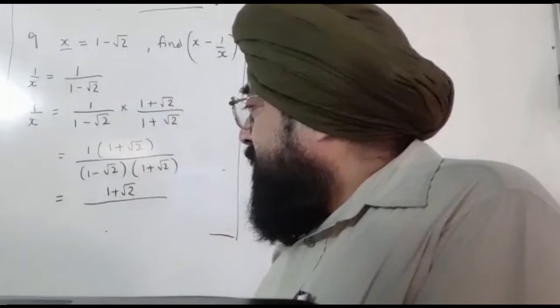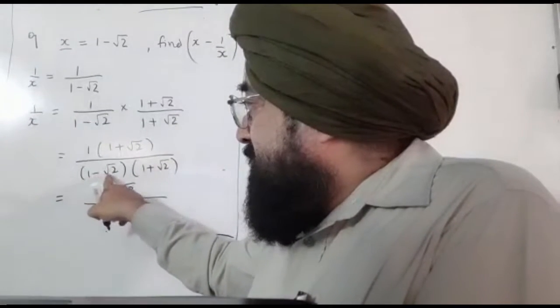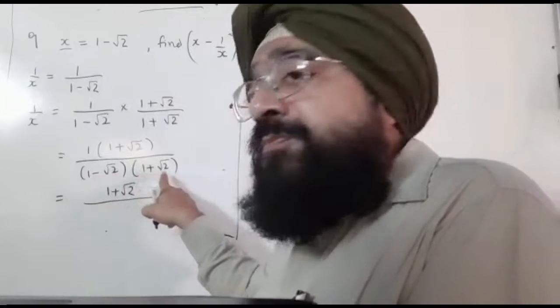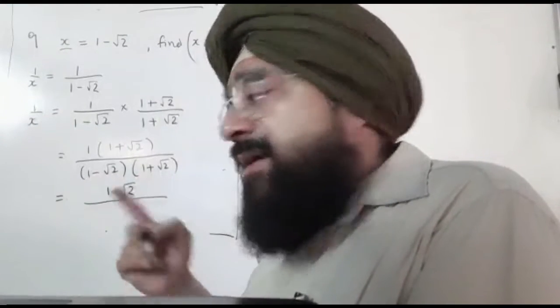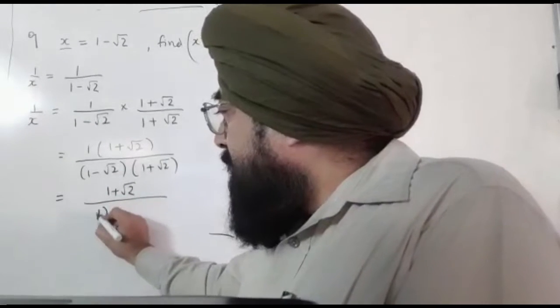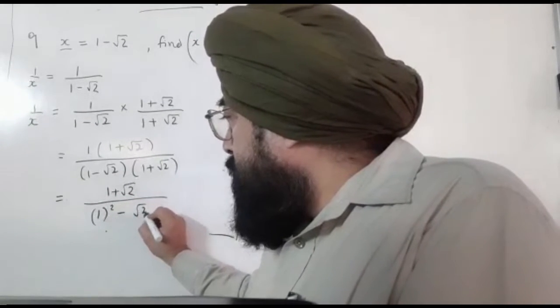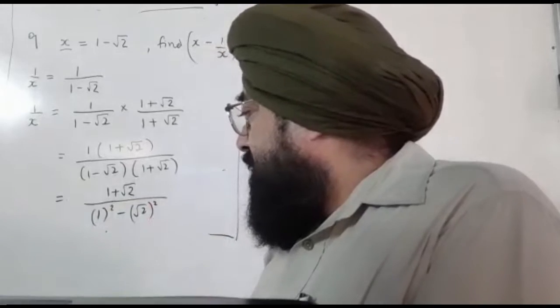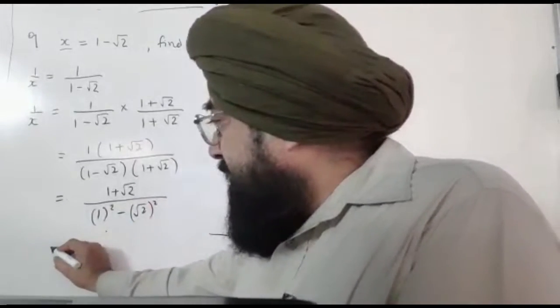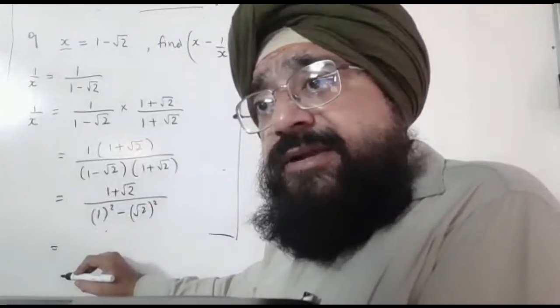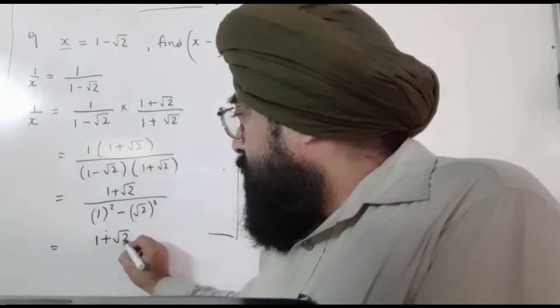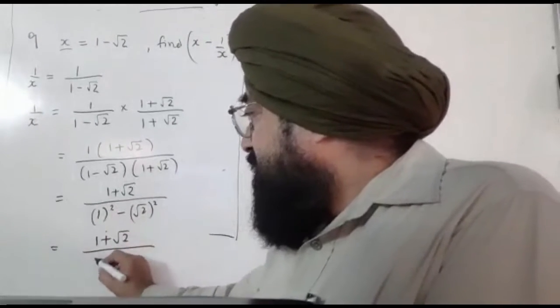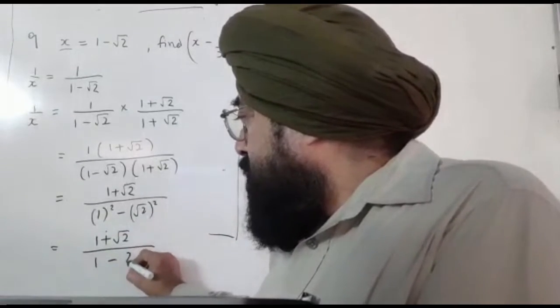While in the denominator we have got what? a minus b into a plus b. a minus b into a plus b becomes a square minus b square. So it becomes 1 square minus root 2 square. So if you permit me the space, I can write below. Yes, sir. So it becomes 1 plus root 2 over 1 square is 1, minus root 2 square is 2.